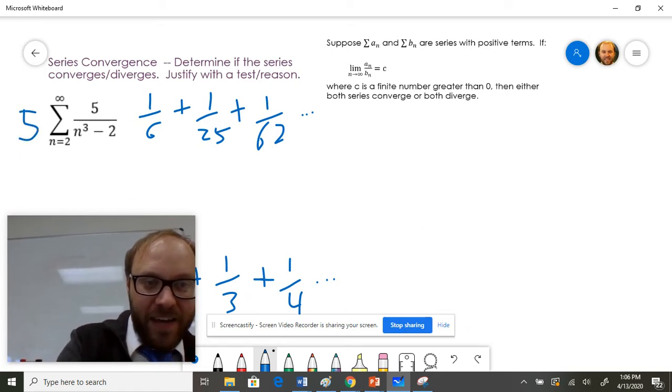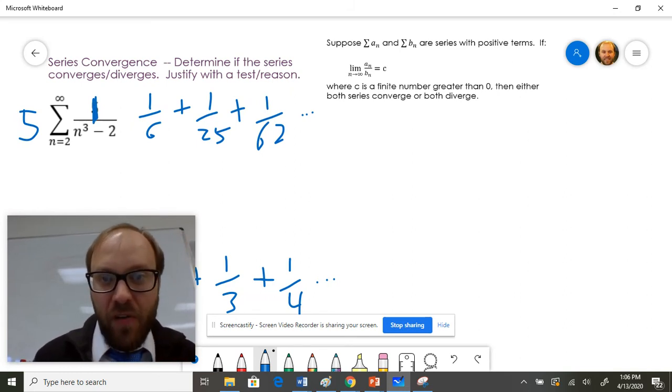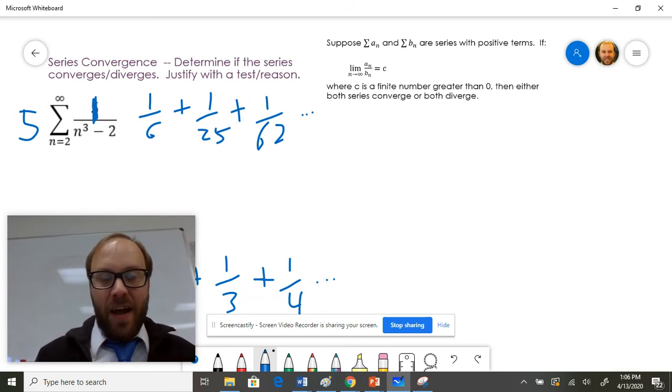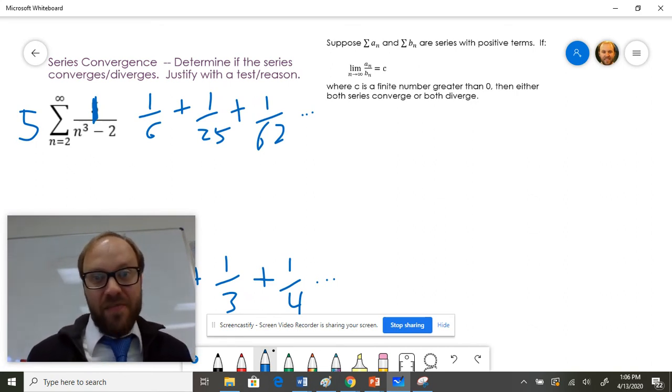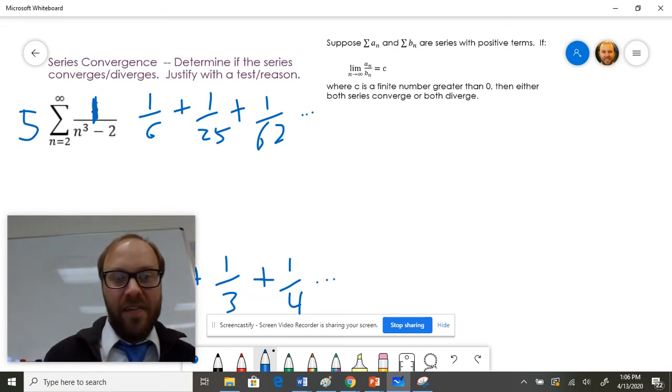And so I could factor the 5 out, and I could basically leave that in front and rewrite that as 1 over n cubed minus 2. If you think about it, if I have a convergent series that adds up to a sum, 5 times some sum is still going to add up to a sum. If I have something that adds up to infinity, which diverges, 5 times infinity is still going to be infinity, and it's still going to diverge.